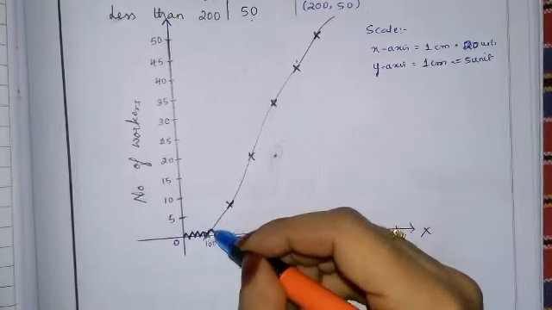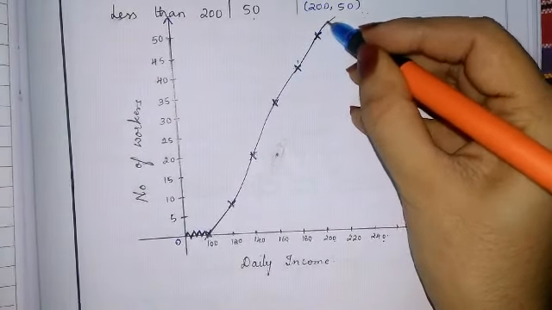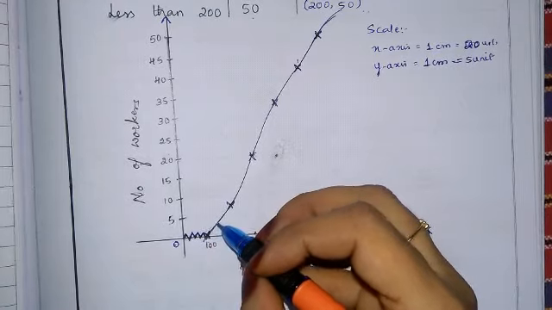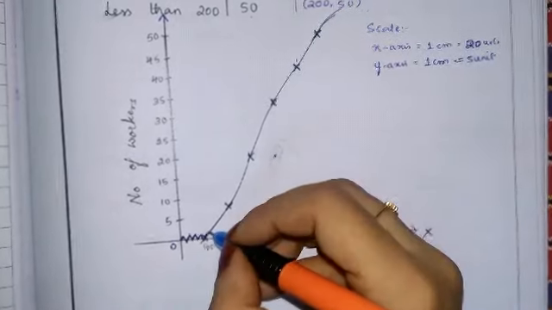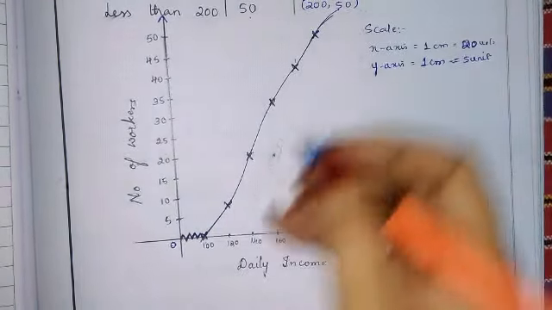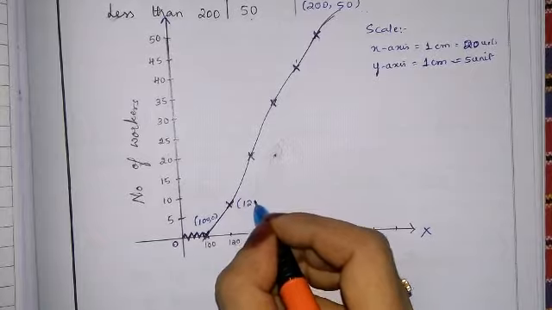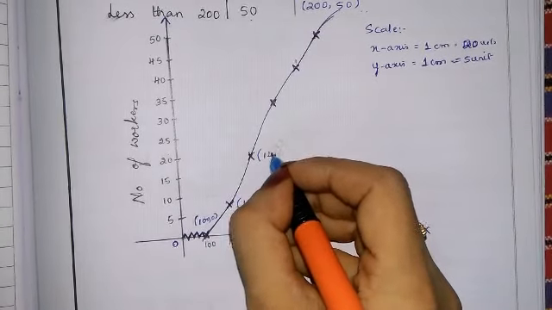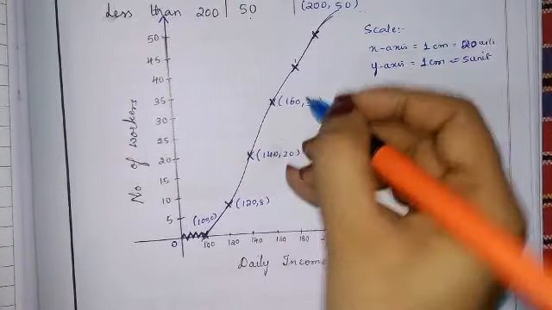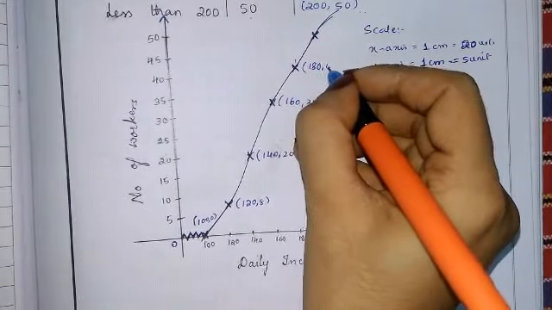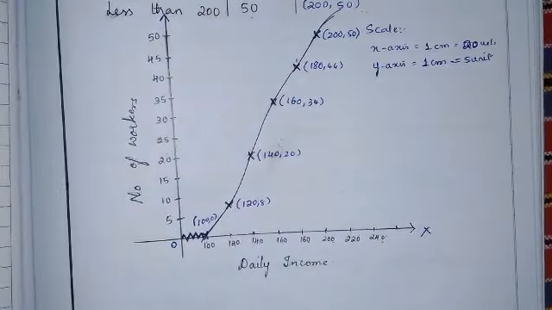So slowly with the hand you have to draw the smooth curve, that is called OG. Always, less than type OG will go from down to up. More than type will come up to down. Less than type will be always down to up. So here the points you should write: 100, 0; this point is 128, 10; this point is 140, 20; this point is 160, 34; and this point is 180, 44; here 250. So like this the OG comes.